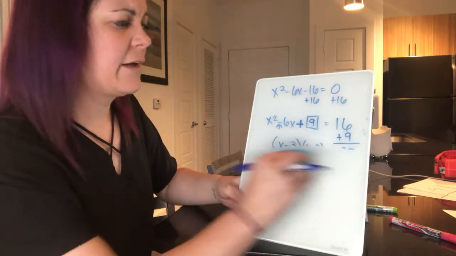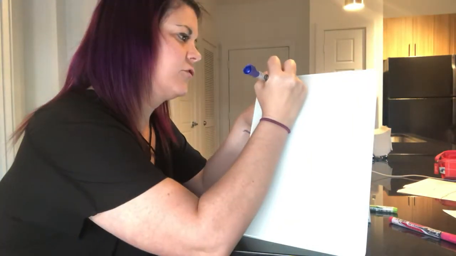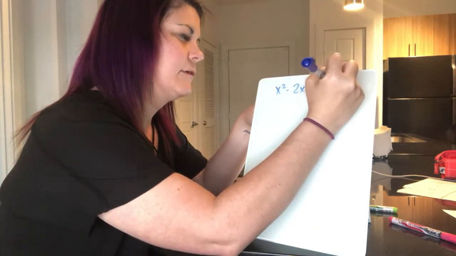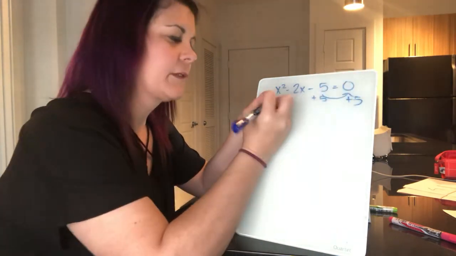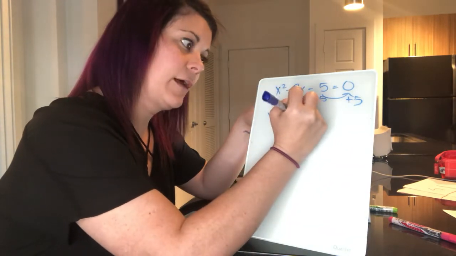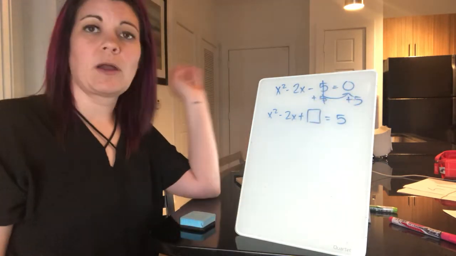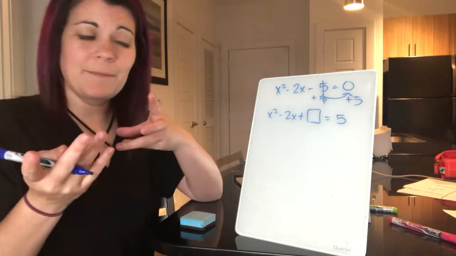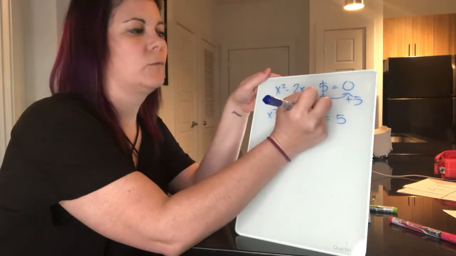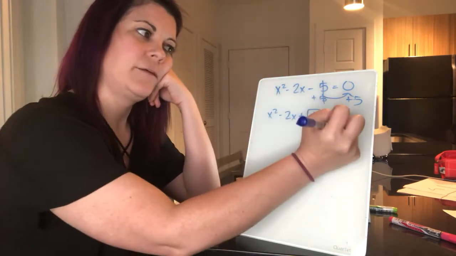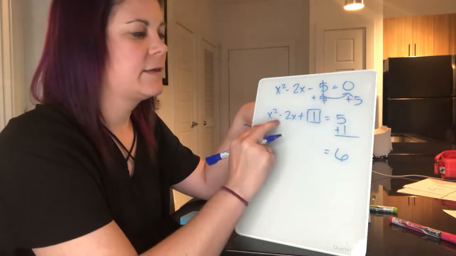They don't all turn out that perfectly, but it's okay. Okay, x squared minus 2x minus 5 equals 0. The first thing is to move this over, so I'm going to add 5 to both sides. So x squared minus 2x plus, remember we always add that magic number, then 0 plus 5 is 5. So remember how to find that magic number: take the middle term, divide by 2. 2 divided by 2 is 1, and square it. 1 squared is 1. So that's my magic number. I added 1 here, I have to add 1 there. Have to keep it balanced, so 6. And then I can factor this.